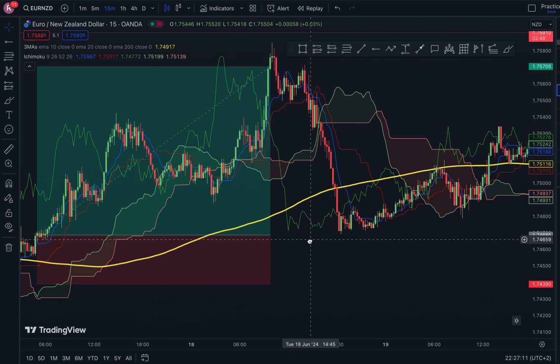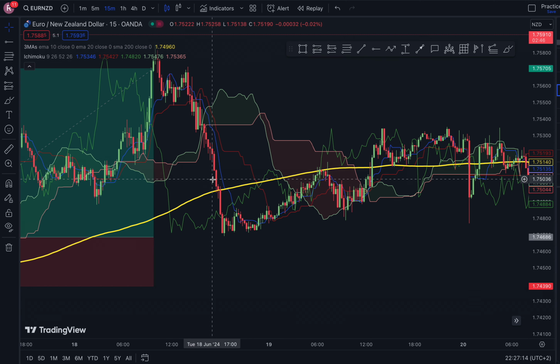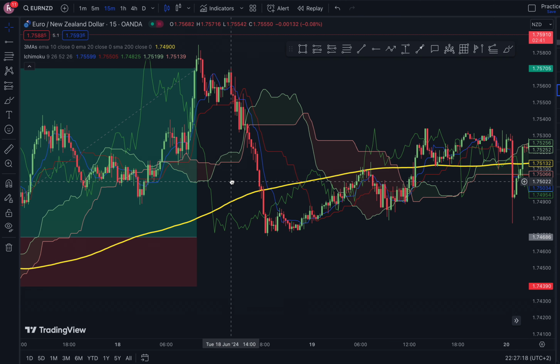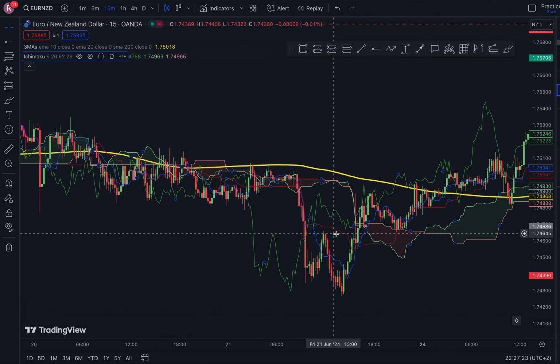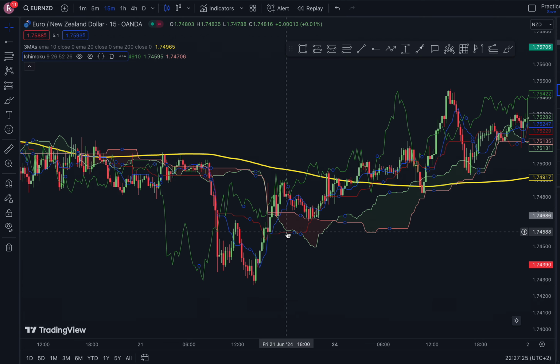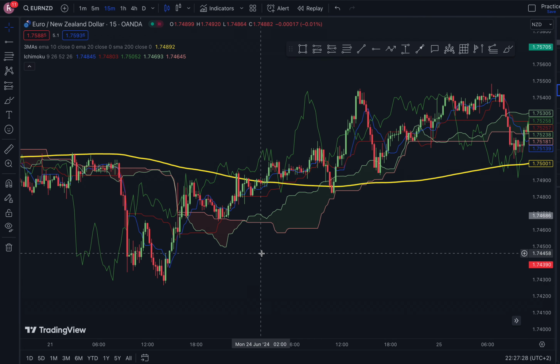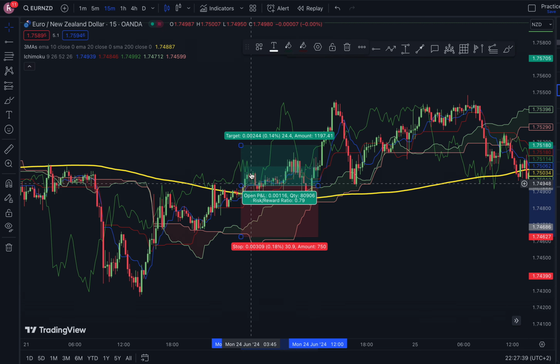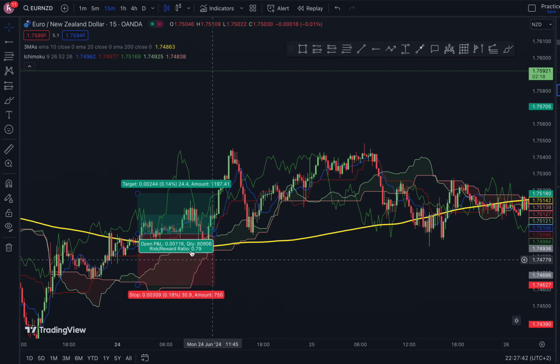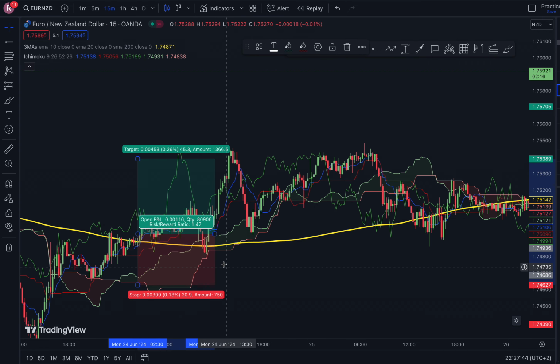Now let's try again. You see price is above our EMA right here, and we don't have any signals. Let's keep going. As you can see right here, price eventually pops out of our EMA and the cloud turns green. That's a good opportunity to get in, to capitalize on all this move over here.